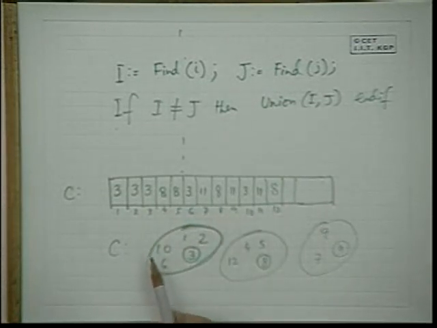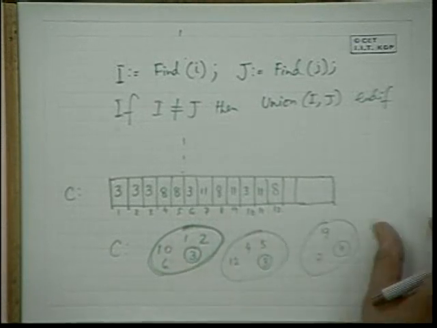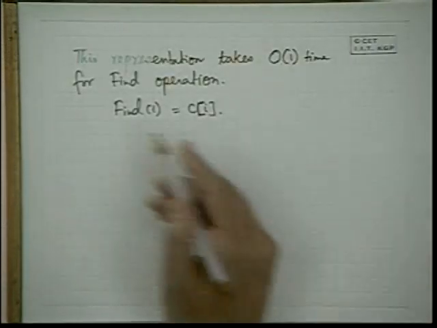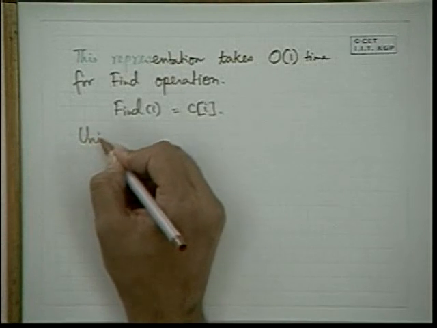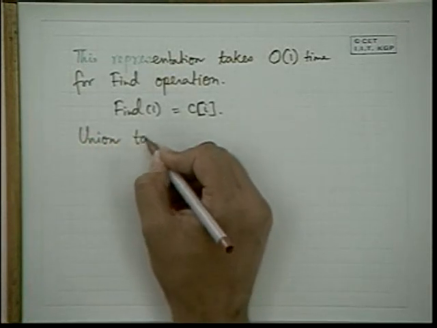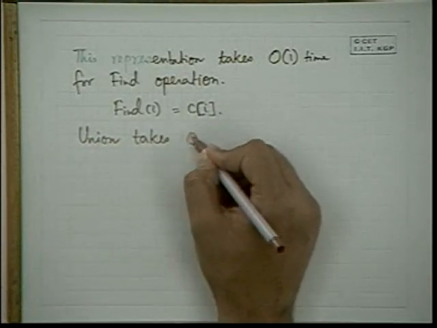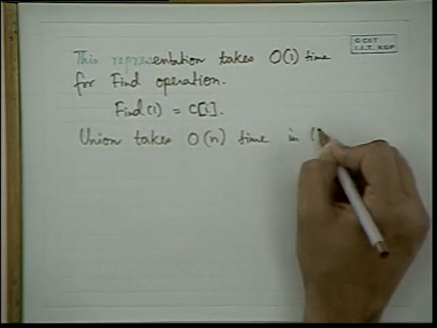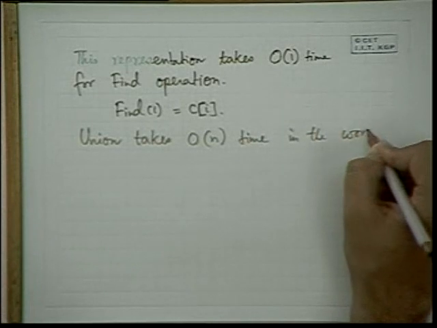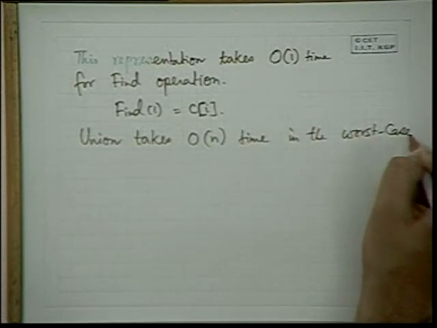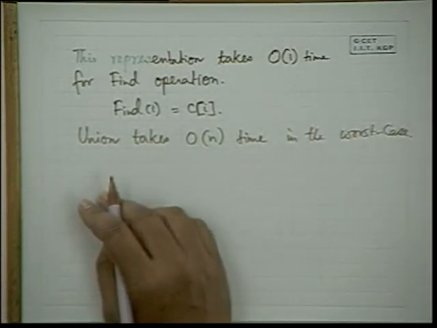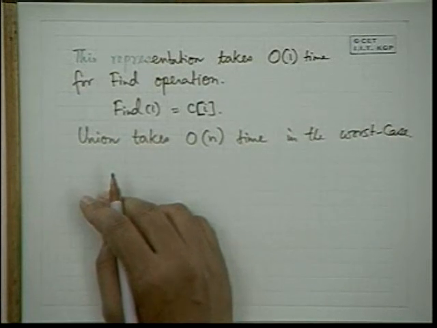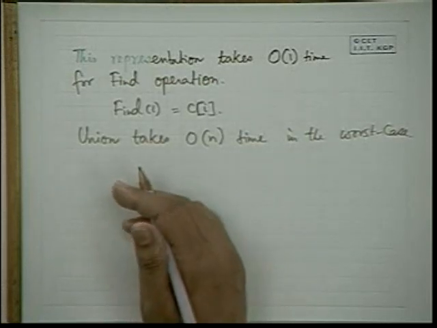So union in the worst case will take how much time? It will take order n. So union takes order n time in the worst case, because you have to rename every element of one set with the name of the other, and in the worst case one set can be n over 2 elements.